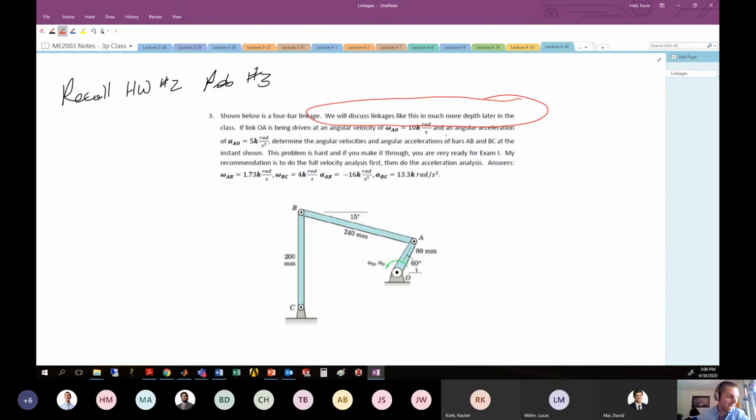If you recall back, this homework problem is annoying. You've got to figure out all the angular velocities and all the velocities of all the pins, and then you can use that information to figure out accelerations and propagate all that to all the different lengths. That's annoying. All right. So I even make the note here, this problem is hard, and if you can make it through, you're very ready for exam 1. So those of you that did it and did well, good job. You probably did well in exam 1. Well, all of you did well in exam 1, but some more than others.